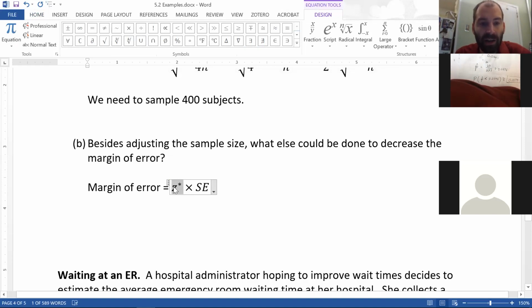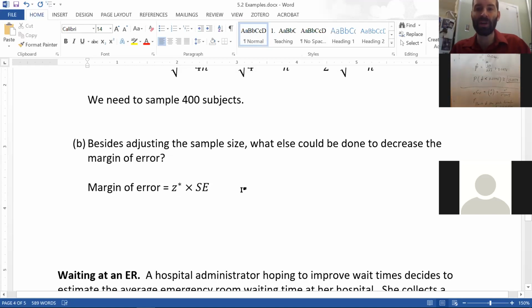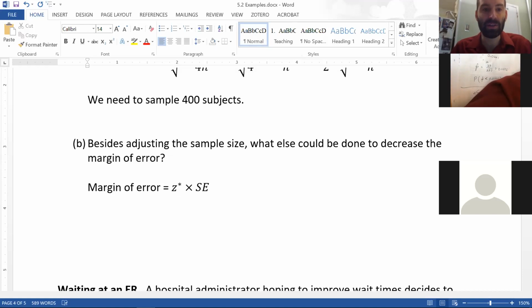Where does Z star come from? That comes from my confidence level, right? Different confidence level, we use a different number here. So if you want to decrease the margin of error, you want to use a different confidence level. So I want to make a smaller net. We mentioned before that I need my confidence level to be less. I need to be less confident. So to decrease the margin of error, we decrease the confidence level, all right?